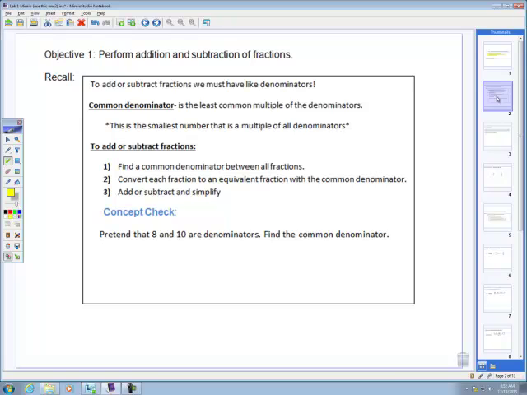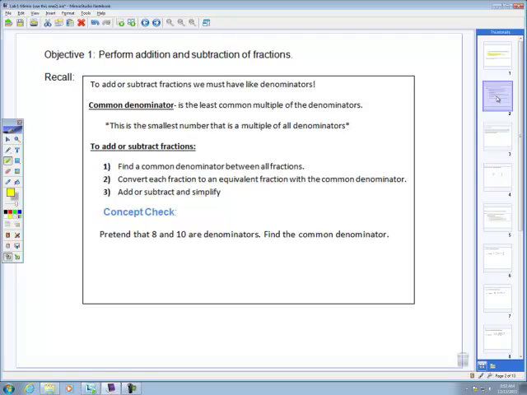Okay, in order to add or subtract fractions, we first have to find the common denominator between all fractions, convert each fraction to an equivalent fraction with the common denominator, add or subtract the numerators, and then simplify. Let's quickly review the concept of finding a least common multiple. Pretend that 8 and 10 are denominators. Let's find the least common multiple between 8 and 10.